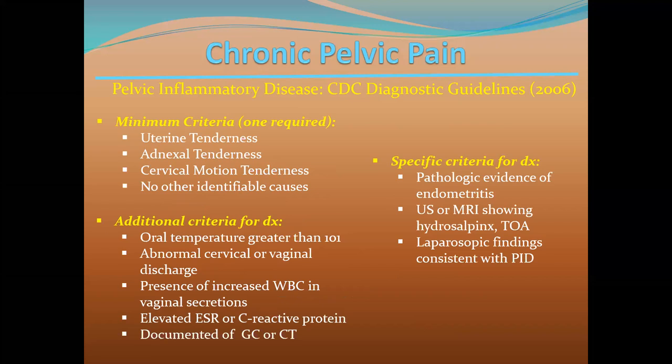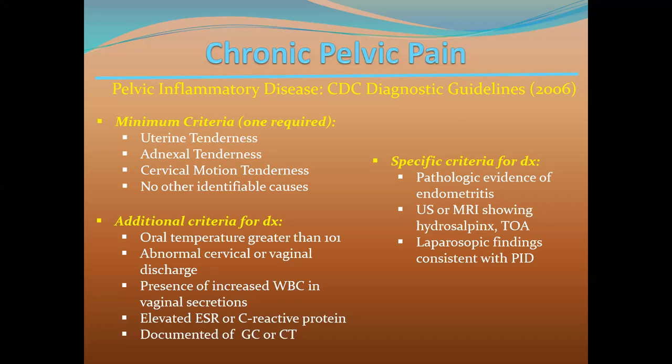For pelvic inflammatory disease, the CDC, Centers for Disease Control, diagnosis guideline has minimum criteria, of which one is required: uterine tenderness, adnexal tenderness, or cervical motion tenderness, with no other identifiable cause. Cervical motion tenderness means that when you move the cervix, she feels pain because of the adnexal pathology due to this inflammation. Additional criteria for diagnosis: oral temperature greater than 101 Fahrenheit, or 38 centigrade, abdominal, cervical or vaginal discharge, increased WBC in the vaginal secretions, elevated ESR or C-reactive protein. You have to look for documentation of the C-reactive protein, and then CT scan and ultrasound to visualize the adnexal pathology.